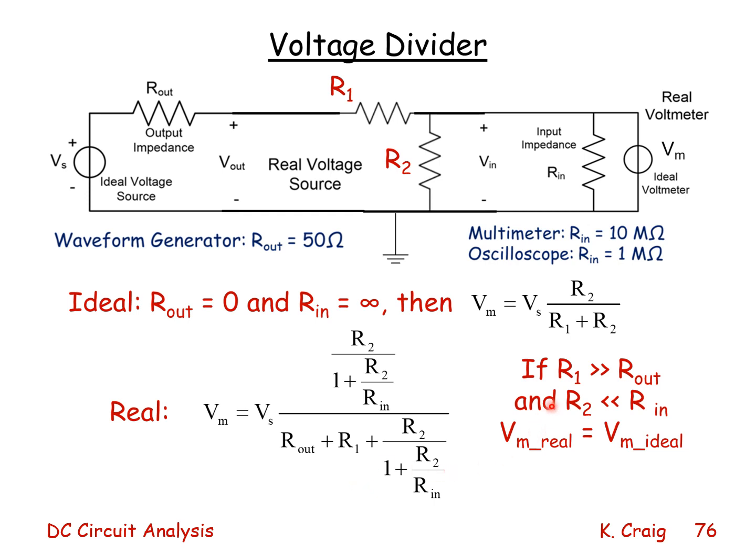And we note that if R1 is much, much greater than R out, and R2 much, much less than R in, then this expression for the real voltage divider will reduce to the ideal expression for the voltage divider.